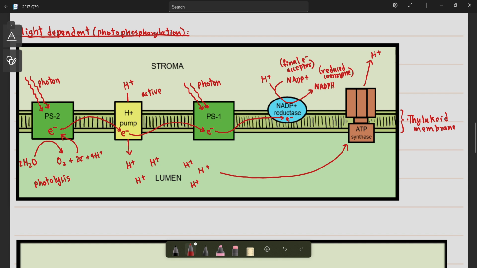Once the ATP synthase is powered up, it converts ADP plus Pi into ATP. So this is where the ATP is generated, by use of a high concentration of protons moving through ATP synthase, out of the lumen and into the stroma. This process powers up ATP synthase to convert ADP into ATP.